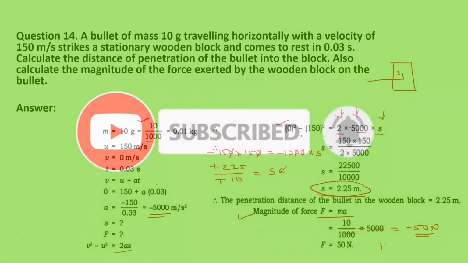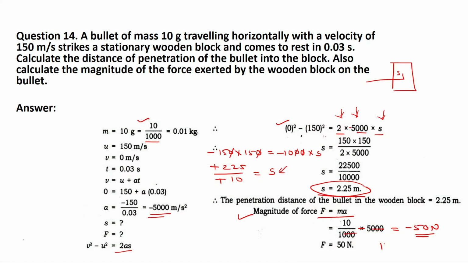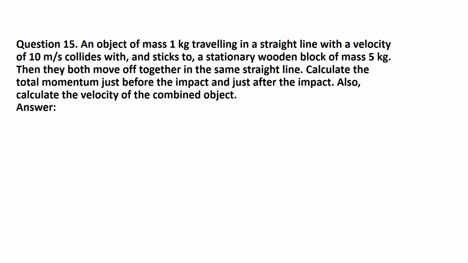Here, so question number 15. An object of mass 1 kg traveling in a straight line with a velocity of 10 meter per second collides with and sticks to a stationary wooden block of mass 5 kg. Then they move off together in the same straight line. Calculate the total momentum just before the impact and just after the impact. Also calculate the velocity of the combined object.